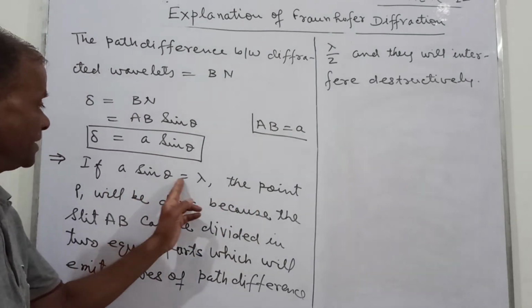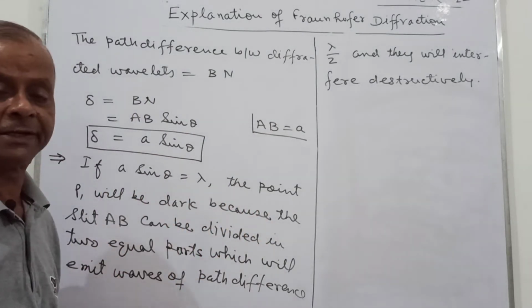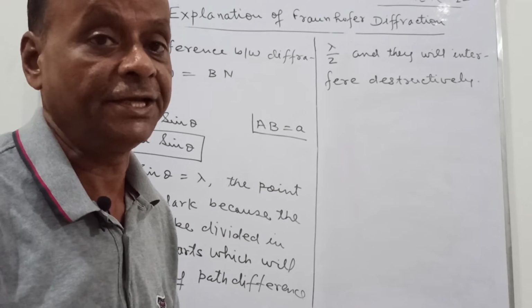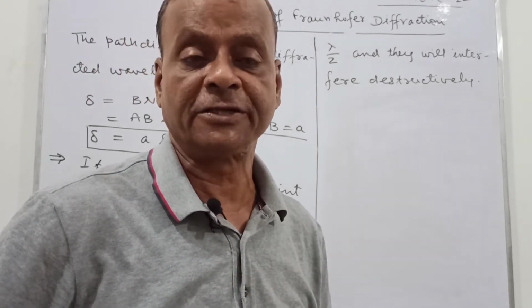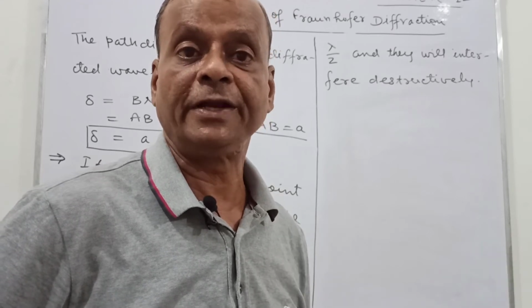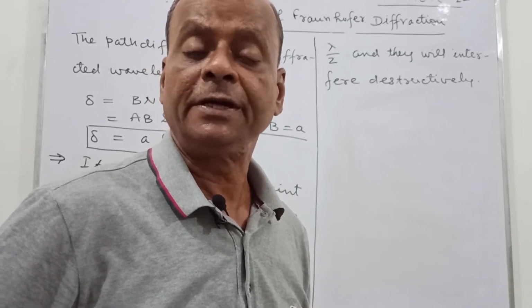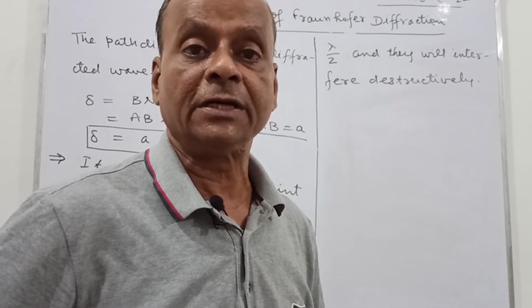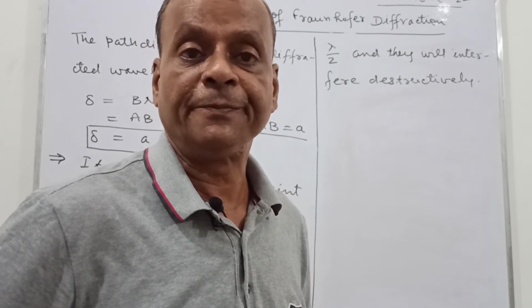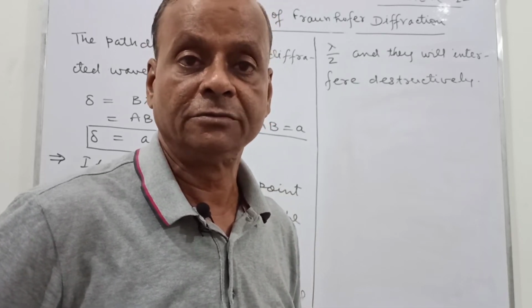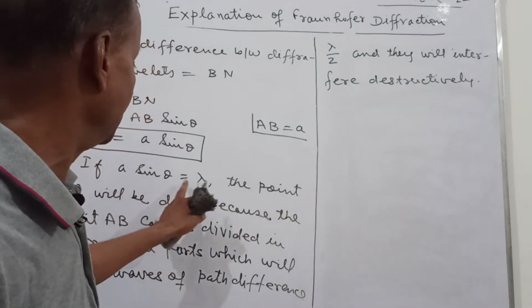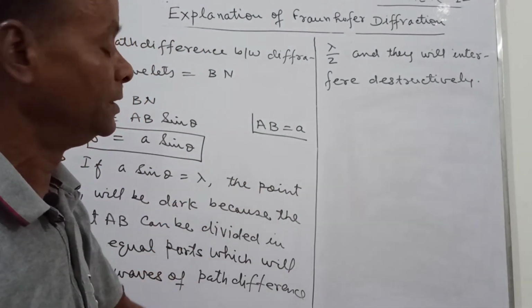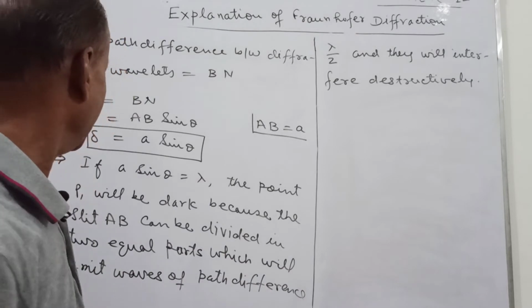So if a sin theta equals lambda, the slit AB can be divided into two equal parts, and each part will emit waves of path difference lambda by 2, and this will exhibit destructive interference. So at point P1 there will be a dark fringe. This is what I told you, that a sin theta equal to lambda gives this.